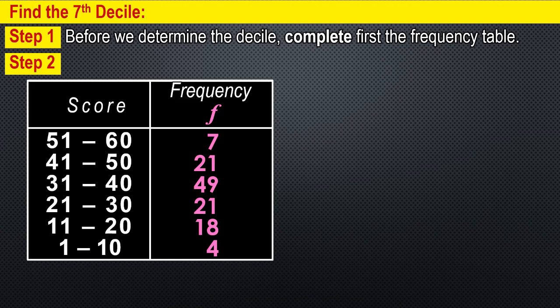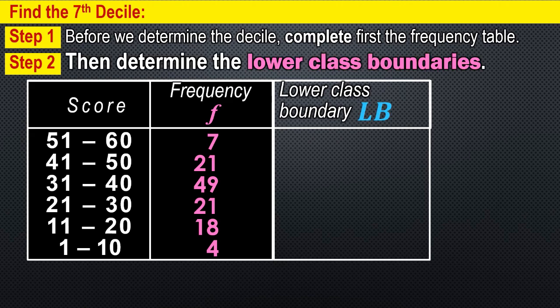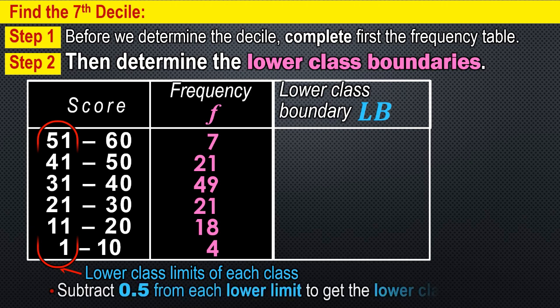Before we determine the decile, complete first the frequency table. Then determine the lower class boundaries. Look at the highlighted numbers: 51, 41, 31, 21, 11, and 1. These are the lower class limits. Then subtract 0.5 from each lower limit to get the lower class boundaries.